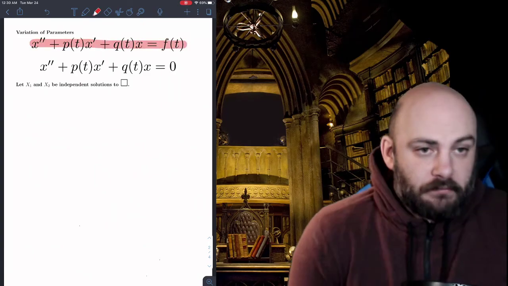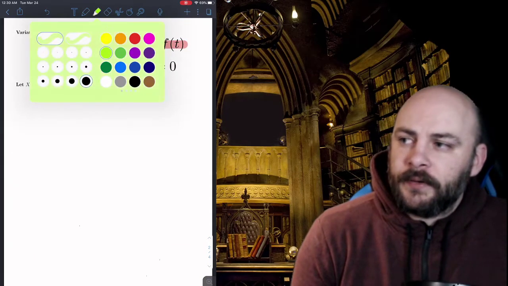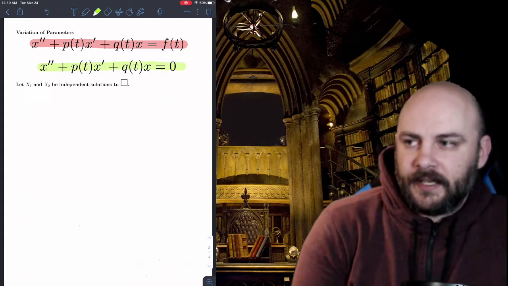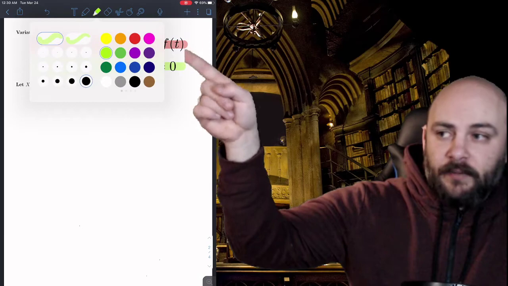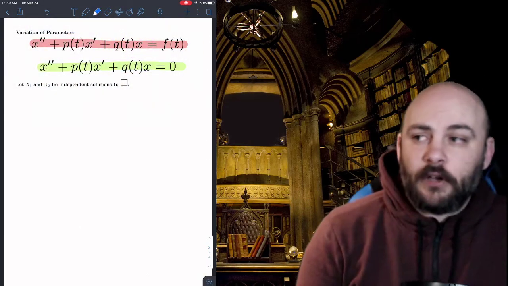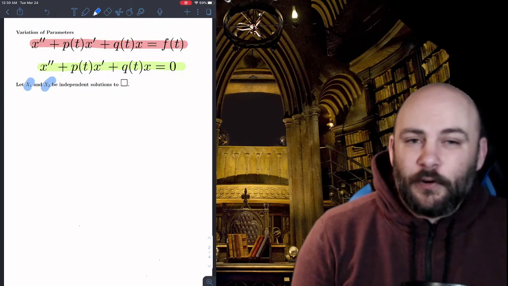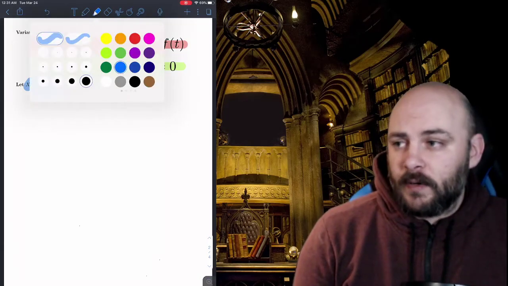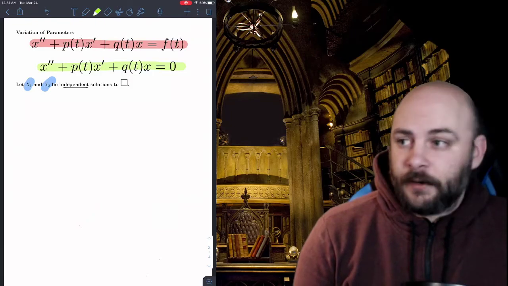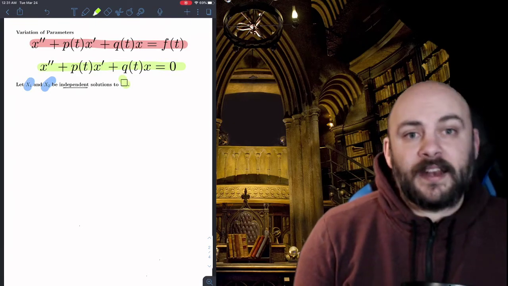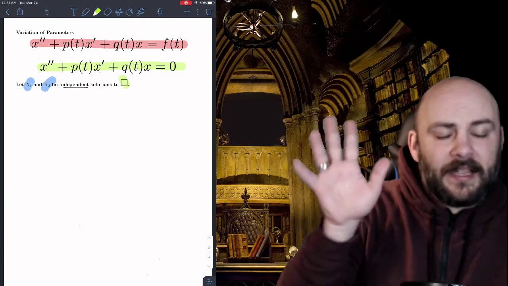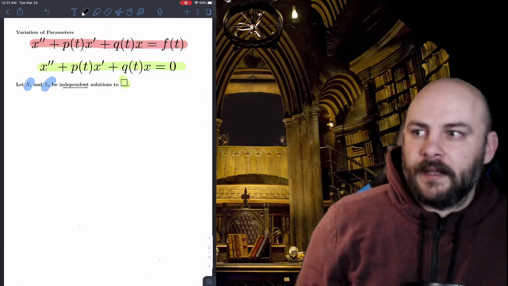So let's go through a process called variation of parameters. It's similar to the method of undetermined coefficients, but a bit different. Again, we have our general problem, which I'm doing in red, and then in green is the associated homogeneous problem. Now we are going to suppose that we've already found a function x1 and a function x2 that are independent from one another that happen to solve the associated homogeneous problem. So we're just going to pretend that we have those for right now.